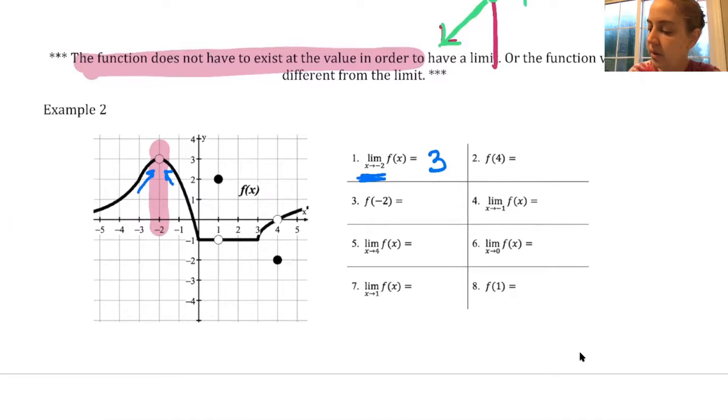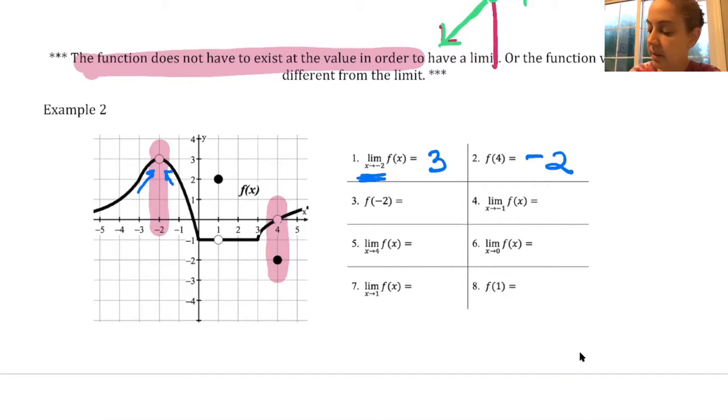Number 2, f of 4 over here. So here's f of 4. Now, this doesn't have limit, just has f of 4, so that's function notation. So the x value is 4. I want to know the exact y value. Well, the exact y value is -2.